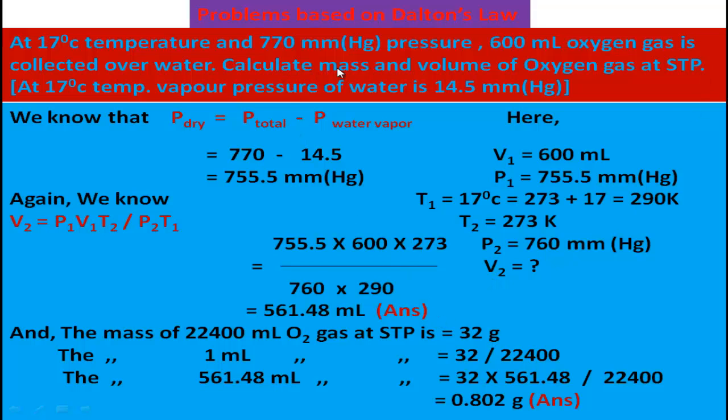Now you also have to calculate the mass. How can you? Here you easily know that at standard temperature and pressure, the volume of 1 mole of gas is the same, 22.4 liters. Since the volume is given in milliliters, the mass of 22,400 milliliter oxygen gas is 32 gram. So 1 milliliter is how many, and the obtained volume is how many. Easily by the unitary method you can determine the mass of the produced oxygen gas.